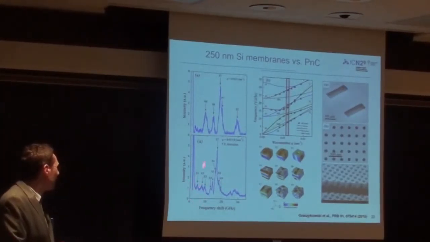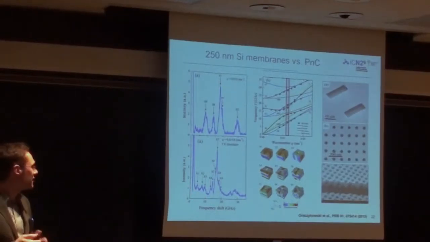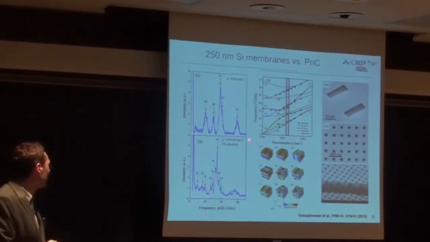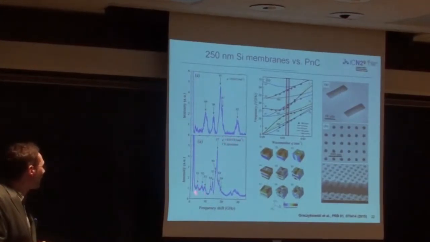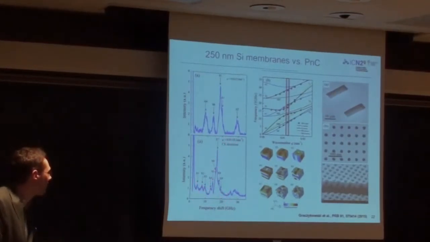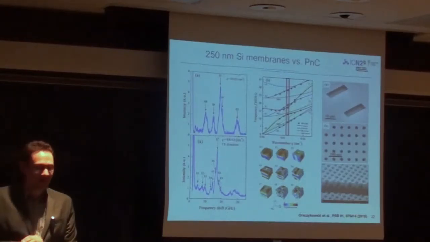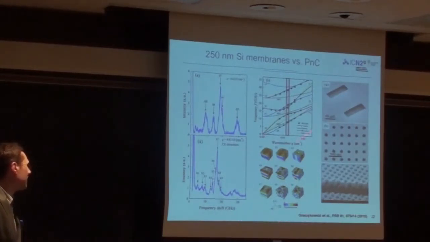And you can see that the dispersion relation strongly changes. So in this case, we have a very similar wave vector. However, you see that there are many, many more modes appearing. And using finite element modeling, we can now identify the 3D displacement of all these modes.